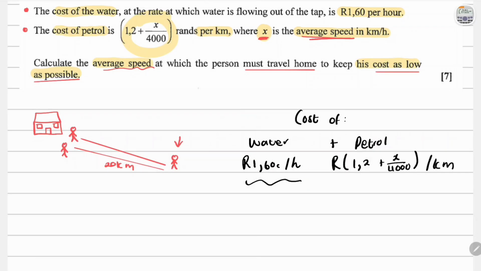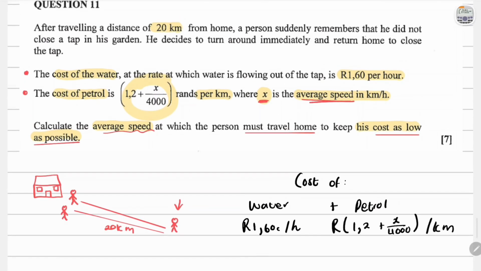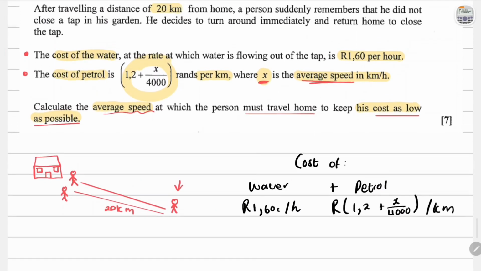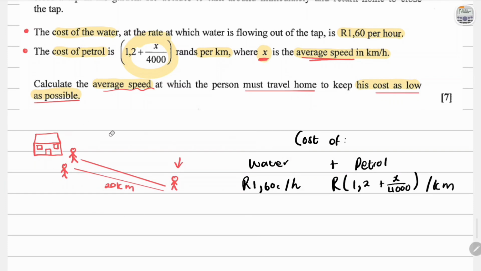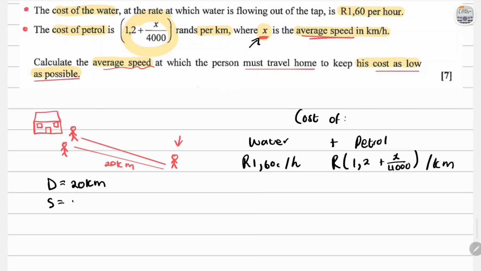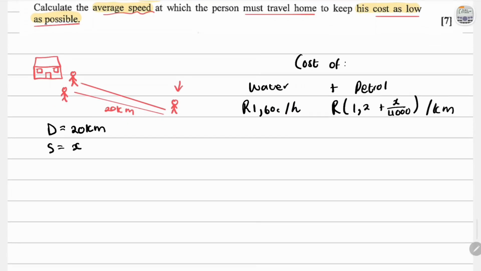It's 1 Rand 60 per hour. How long did it take him to travel? Okay, so we're going to have to look at the information we have been given. We know some info about this journey. We know the distance that it took was exactly 20 kilometers. We know the speed. We may not know the actual value, but they told us that the average speed is x. So we know the speed. And so we're going to use this to find out how long it took him, the time. Okay, so we can find out what was the cost of water.